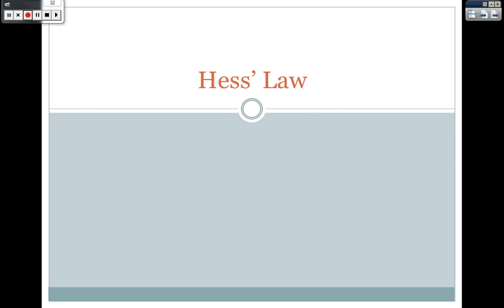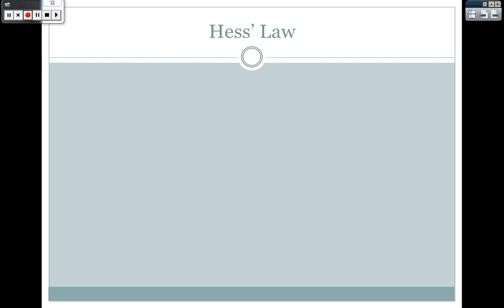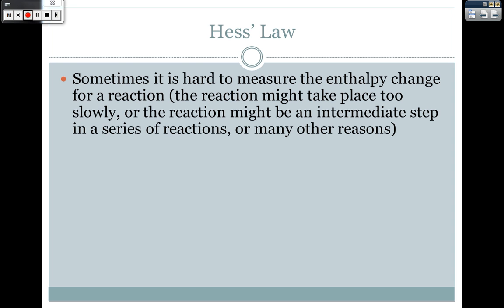So today you're going to learn how to do something called Hess's Law, which I've saved for last, not because it's the most difficult, but because the stuff that you've already learned is going to help to clarify this one for you. So let's talk about what Hess's Law is.